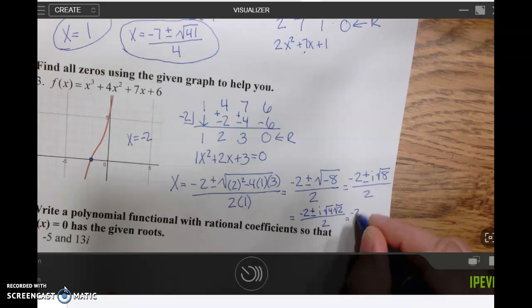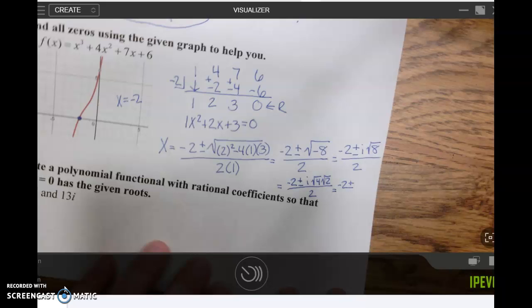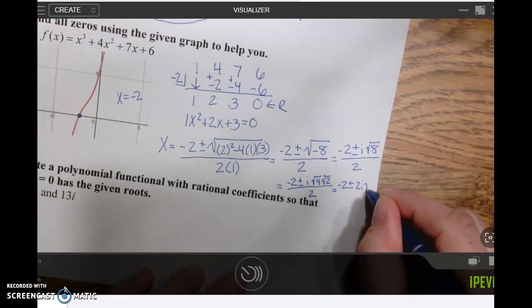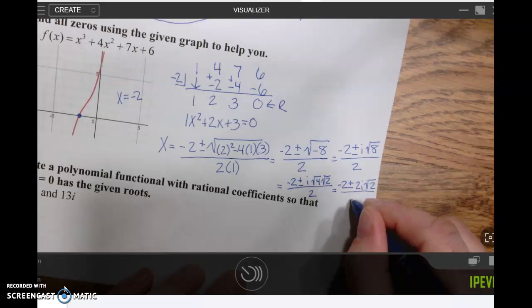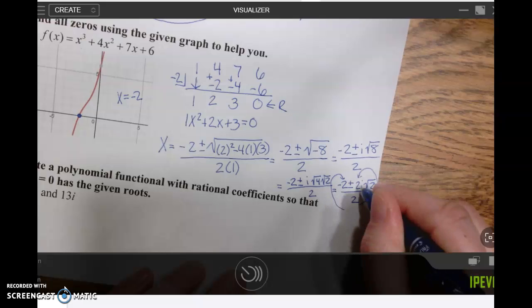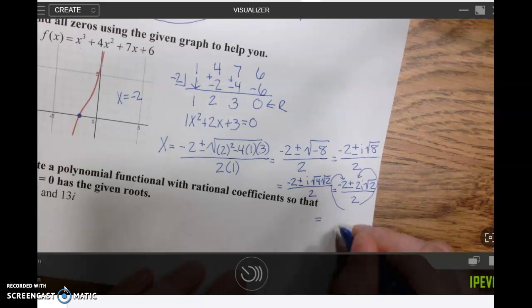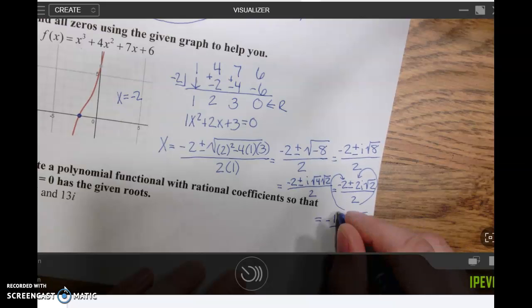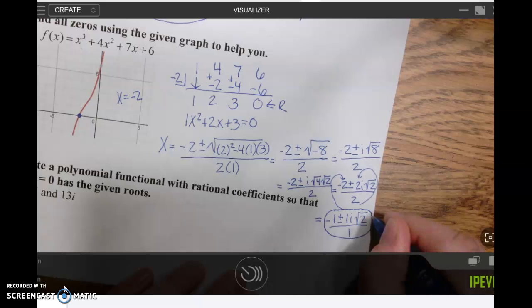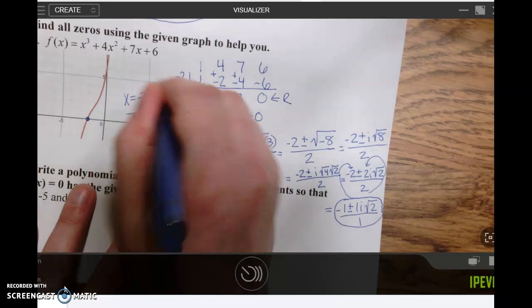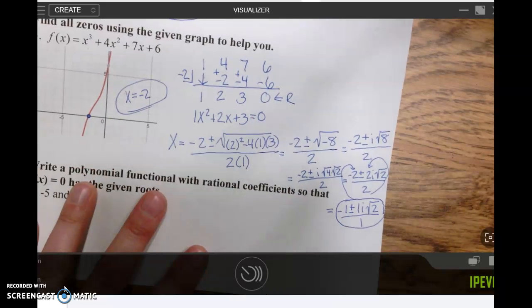So we have a negative 2 plus or minus. So the square root of 4 is 2. So I have 2i square root of 2 all over 2. And this does reduce using your hard method. Negative 2, 2, and 2 all divide by 2. So we get negative 1 plus or minus 1i square root of 2 all over 1. So our zeros, there's 3 of them. We have those 2 right here, and then also the negative 2 from the graph. Those are your 3 solutions.